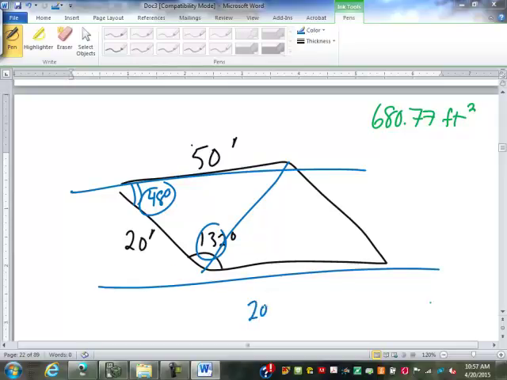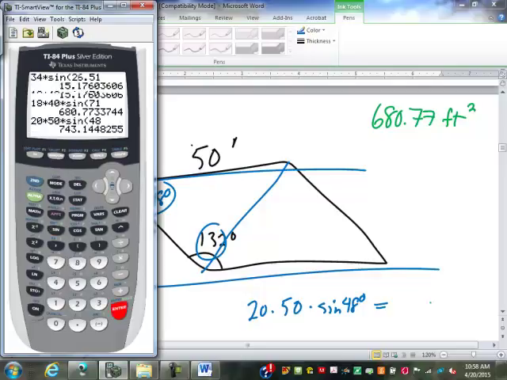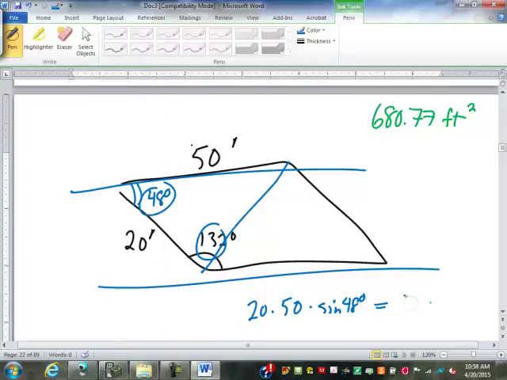So it'll be 20 times 50 times the sine of 48 degrees. Do I divide by 2? No, because there's two triangles there. So 20 times 50 times the sine of 48 is 743.14.